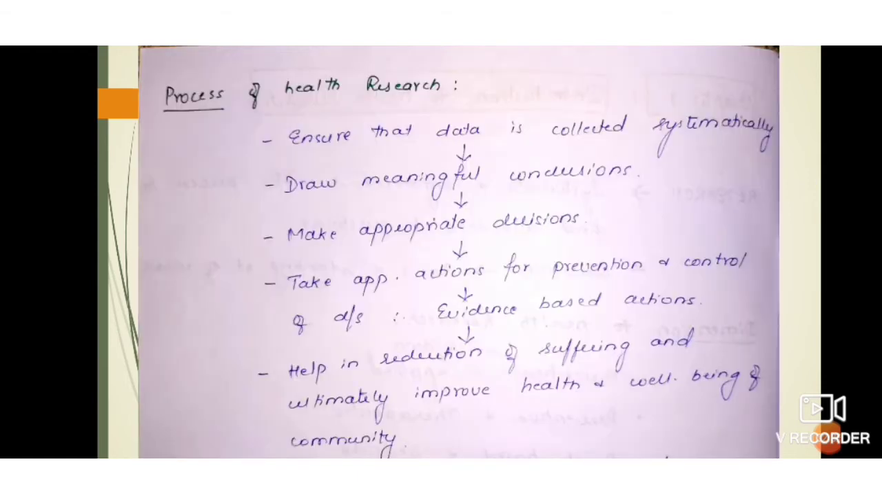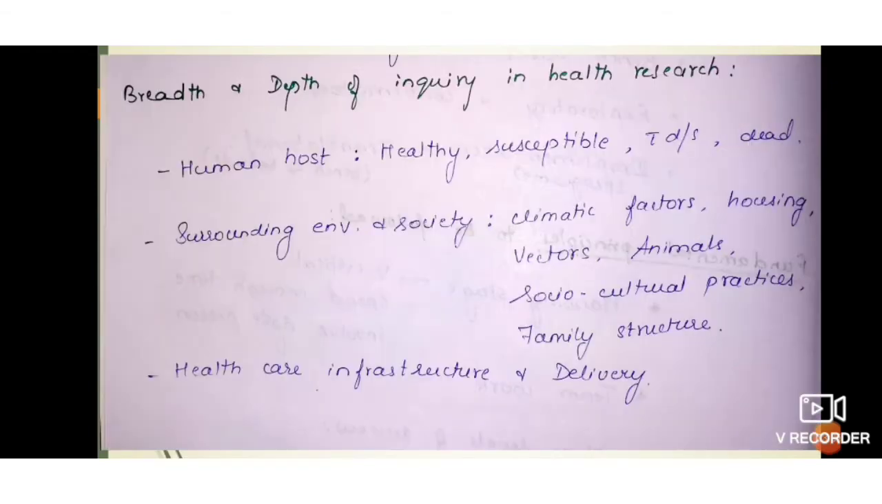The process of health research starts from ensuring the data is collected in a systematic manner and drawing meaningful conclusions from it, and drawing appropriate decisions and making appropriate plans for implementation of those decisions for prevention and control of some diseases, which we call evidence-based actions. And ultimately, this all should help in reduction of the suffering and improve the health and well-being of the community.